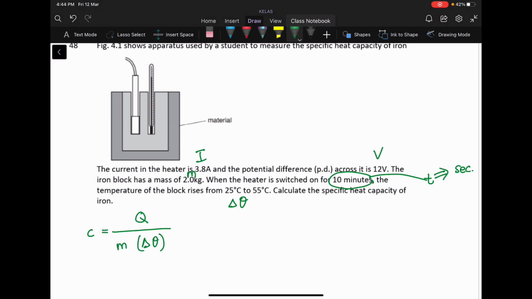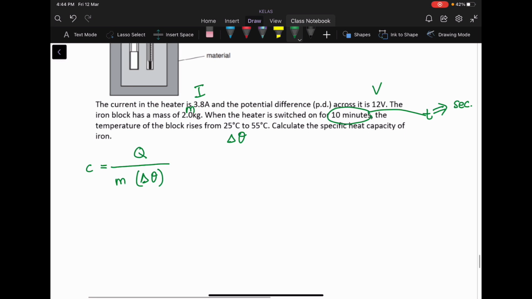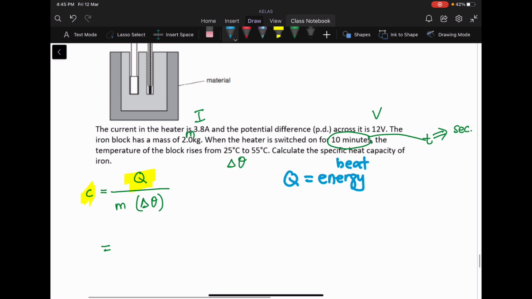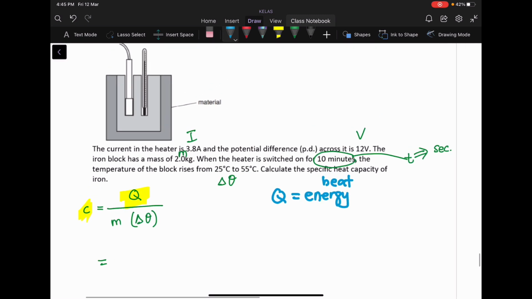Okay. Now, do you have these values? If you have these values, you can just plug in the numbers. Okay, do you have Q? No Q. So this is our problem. The first problem is to solve this one. What is C? But now, in order to solve C, we need to solve what is Q, because the other variables we know already. Now Q. What is Q? Q is energy. What energy? Q is heat energy.